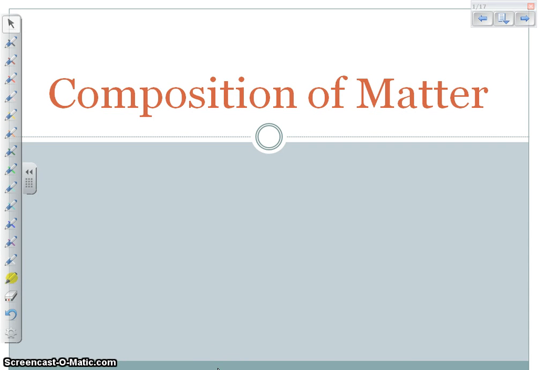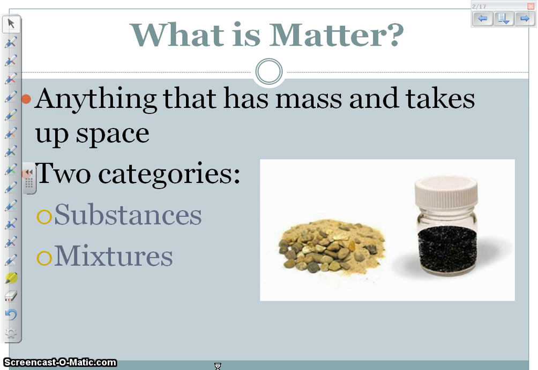Today we're going to talk about the composition of matter, and actually matter itself, and different forms that it can take. You should remember from long ago, when you were much tinier, that matter is anything that has mass and takes up space. And we can actually break down matter into two different categories. Substances, and we'll look at those in a little bit, and mixtures, and we'll save that for the second half of this PowerPoint video.